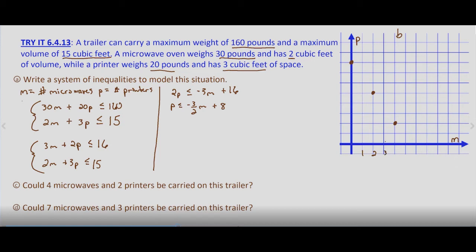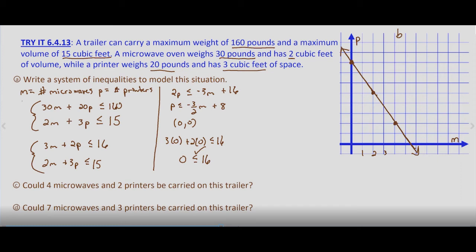Now we connect the points, and it's an inclusive inequality, so we draw a straight solid line. And then we test a point. I'm going to test, as always, (0, 0). Using our original inequality, 3m plus 2p is less than or equal to 16, so 3 times 0 plus 2 times 0. We want to know, is that less than or equal to 16? That's 0, so it is indeed less than or equal to 16.